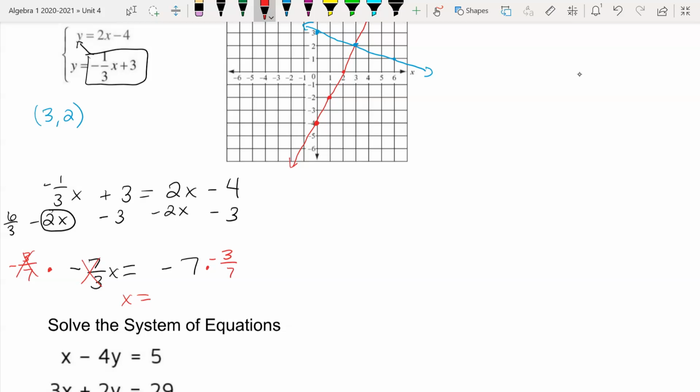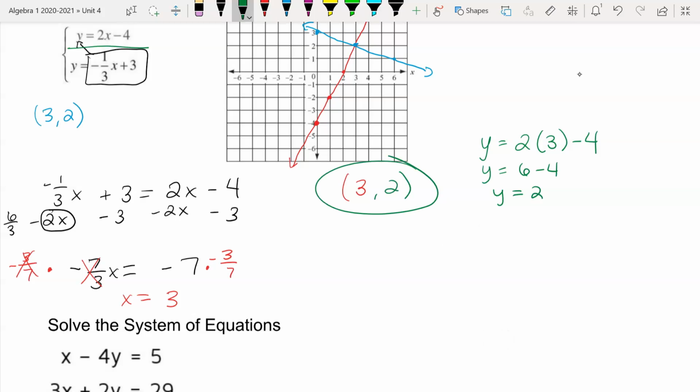And on the right, whenever you multiply, you would type that into your calculator. You're going to get 3. So my x is 3. So now just plug it into one of the equations. I'm going to plug it into the top one. Y equals 2 times 3 minus 4, because it was 2x, but we know x is 3. Y equals 6 minus 4. Y equals 2. So if you use substitution, you would get the same answer. If you use graphing, you get the same answer.